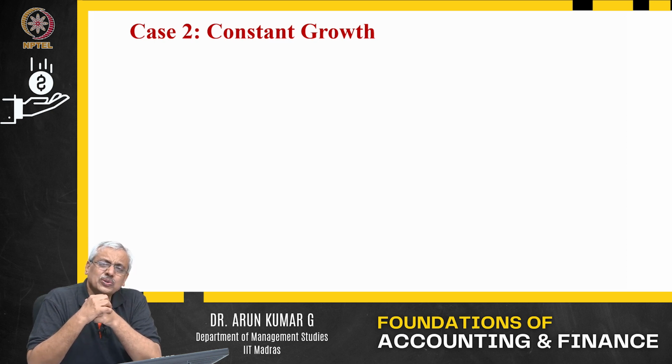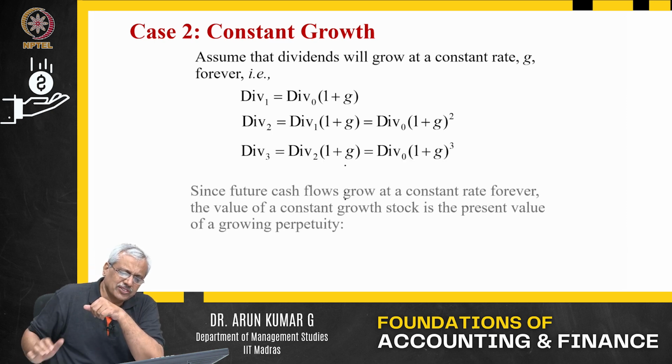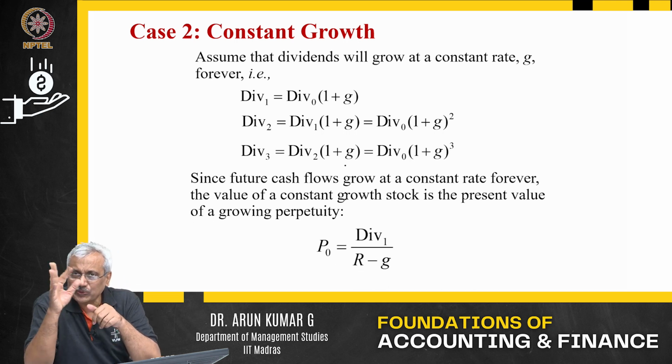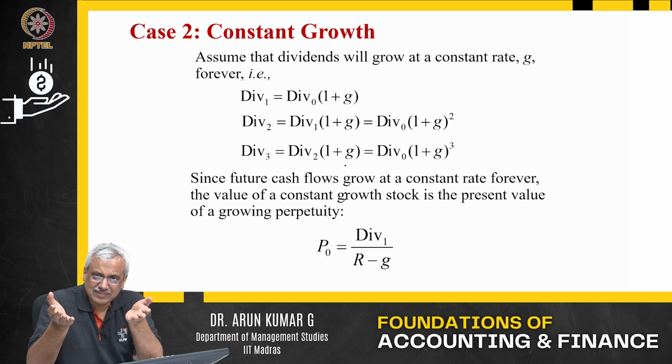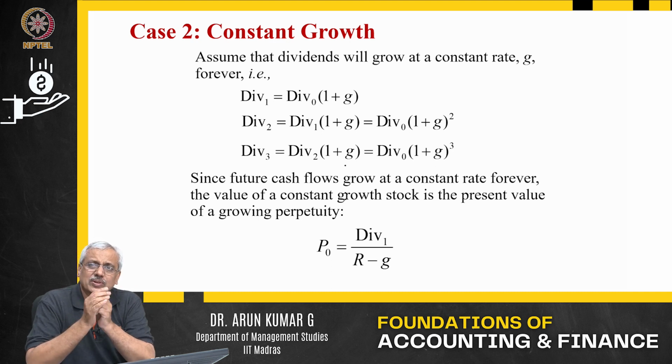Next, I go to case 2, the constant growth part of it. When I look at the constant growth part of it, assume that the dividend is growing every year. Same thing we did for growing perpetuity. Since the future cash flows grow at a constant rate forever, the value of the stock will be represented by the dividend in year 1, that is in the first year, divided by R minus G, the discount rate minus the growth rate.